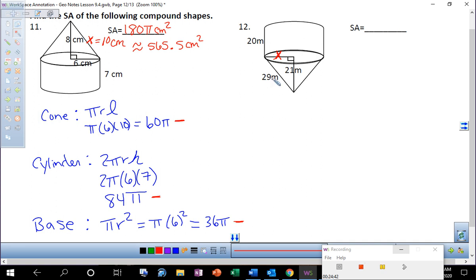29 is your long side. So you can run Pythagorean theorem real quick to find your x, and then set up your problem like we did on 11, finding your surface area. So go ahead and pause the video and take a few minutes to work on number 12.